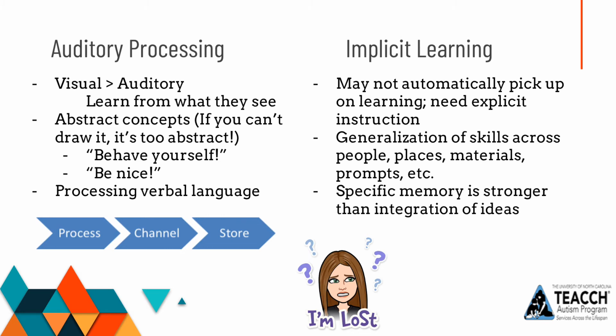Additionally, we cannot assume that our students with autism are automatically picking up skills that other students are. They may have a difficult time generalizing those skills, either with different adults in different classrooms, or using different materials, or with different levels of prompts. Just because they were able to have that skill and ability in one environment with one teacher doesn't necessarily mean they can automatically generalize and use that same skill in a different environment or with a different person. Additionally, their specific memory is going to be much stronger than putting together multiple ideas.